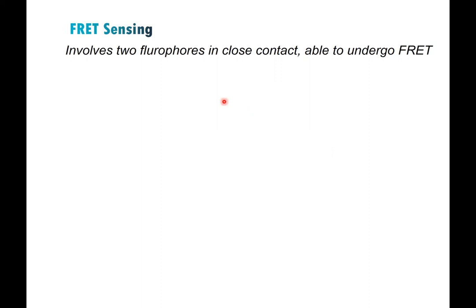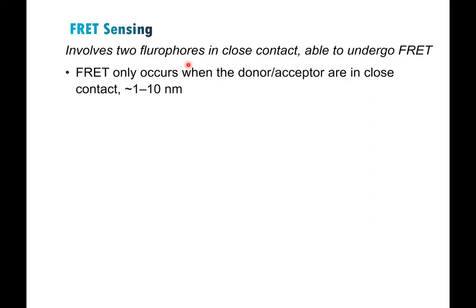So when you have two fluorophores that are in close contact, they're able to undergo that energy transfer process. FRET sensing involves two fluorophores usually linked together in some way, or that can be linked together under some chemical stimulus. And it only occurs when those donor and acceptor fluorophores are in close contact. How close they are depends on some factors besides just the distance, but in general, it means 1 to 10 nanometers apart. If they get further apart than 10 nanometers, the FRET will be negligible, and anything close to that, you can observe it.